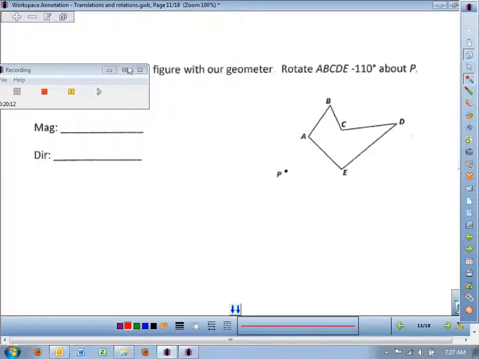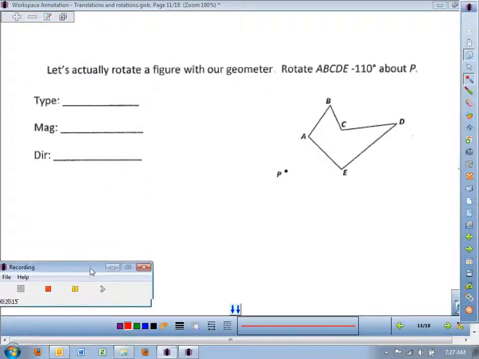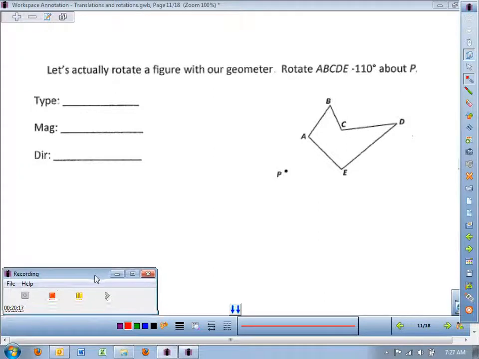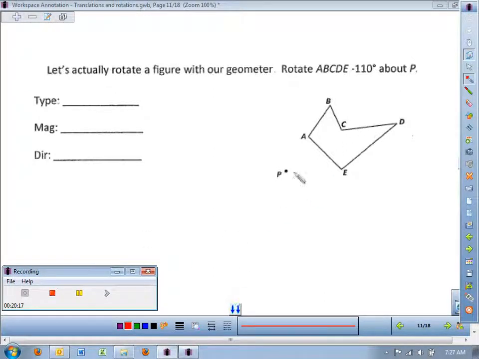Here, they want us to actually do a rotation. And you notice there's no lines in the picture anymore, which is kind of goofy because that's what our whole system was based on, the first 4 problems. But these are the only rotations that we'll actually do. I think it's good for us to do a rotation since it's a geometry class. We need to learn how to use a protractor a little bit. So still, let's start with type, magnitude, and direction.